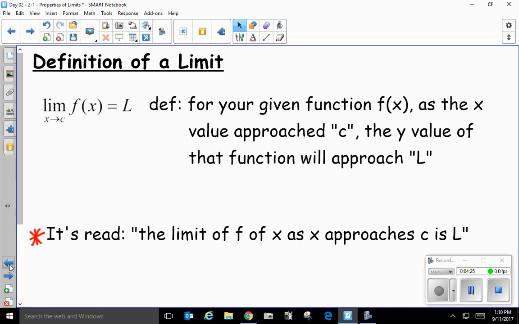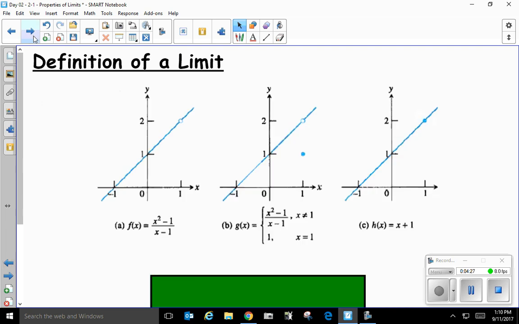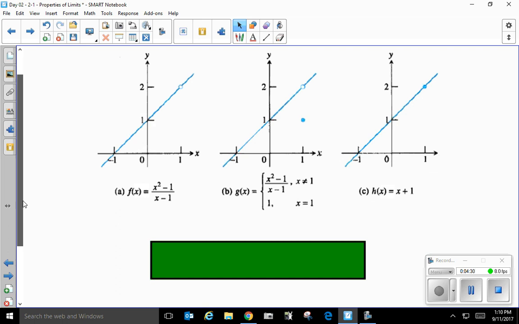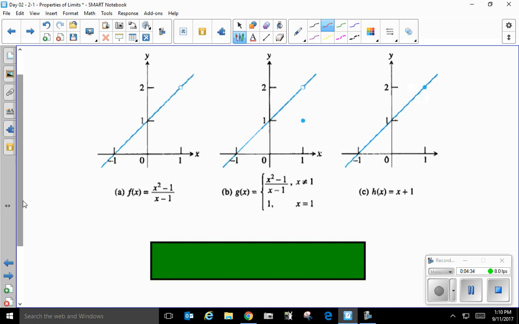All right? So now we have definitions of a limit. Now, for A here, we have a function. Our function f of x is x squared minus 1 over x minus 1, and they give us a graph of that. Okay. For B, we have a piecewise function. We have the same thing, x squared minus 1 over x minus 1, but for this piecewise function, they actually give us a value.